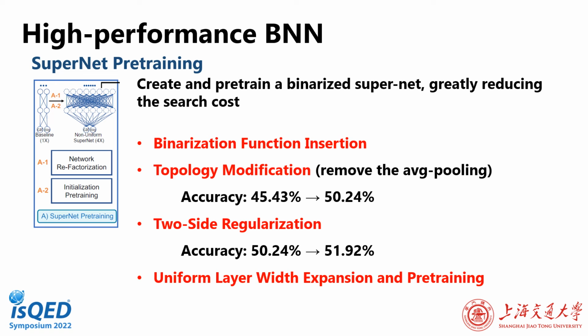The topology modification is to remove the average pooling to compensate the accuracy degradation by generating low-dimension features. The two-side regularization solves the problem that is sensitive close to zero, with generating opposite outputs after binarization.